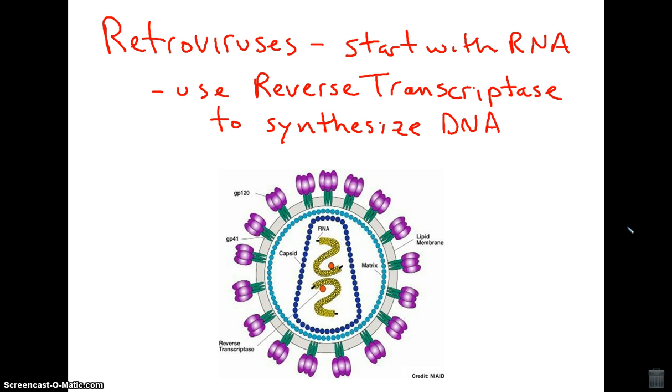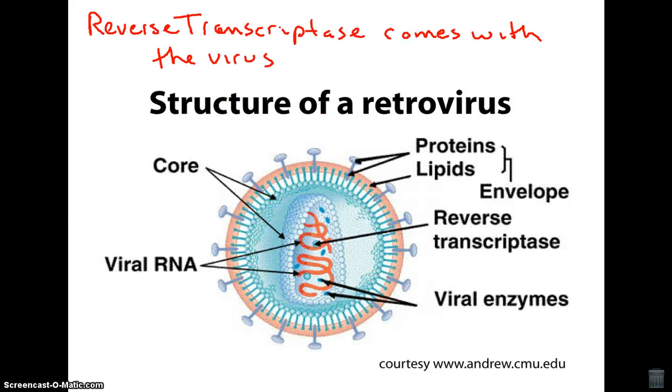Retroviruses are viruses that start with RNA, and they use reverse transcriptase to synthesize DNA. So they're going backwards from the central dogma of biology, which, if you remember, is DNA to RNA to protein. HIV starts with RNA and reverse engineers the DNA. So they have to carry this reverse transcriptase, an enzyme, with them as they infect the host cell.